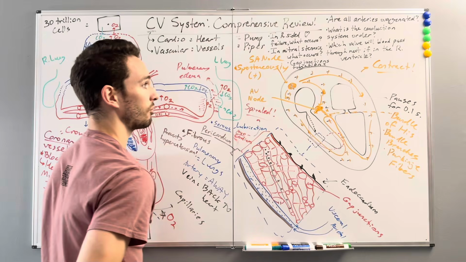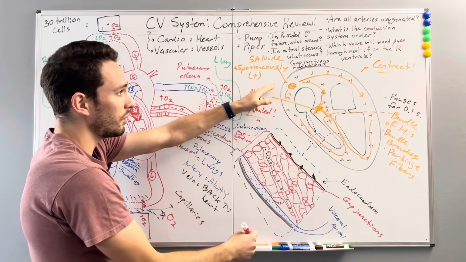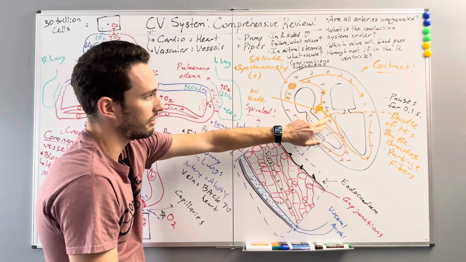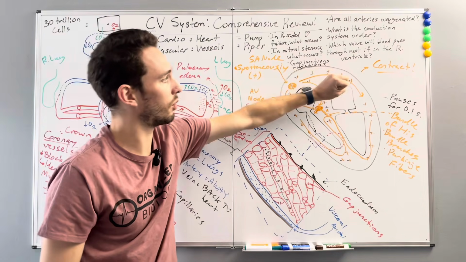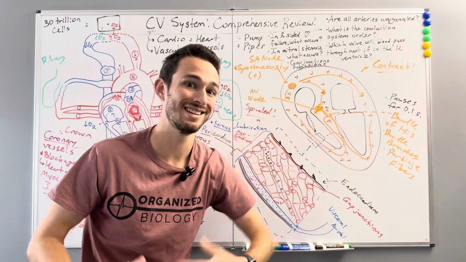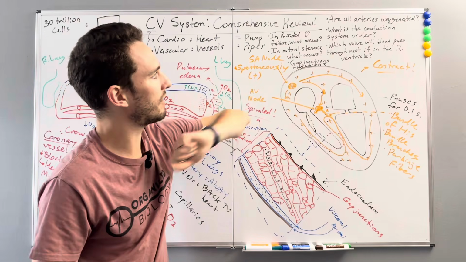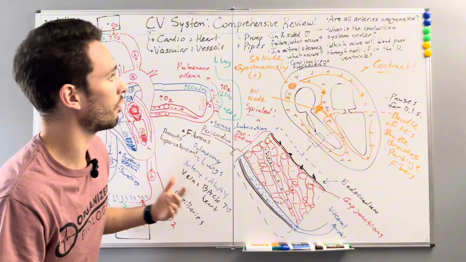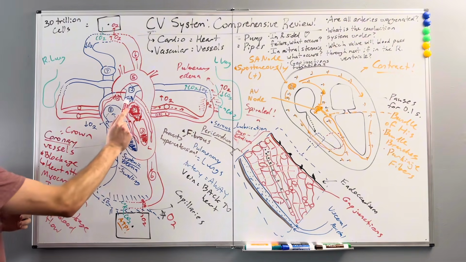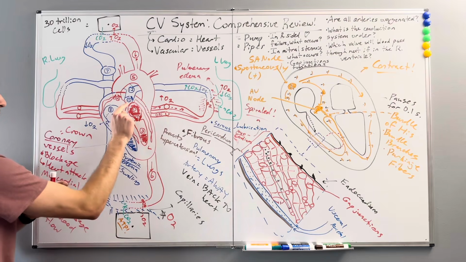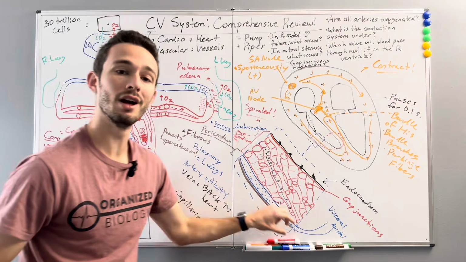What's the conduction system order? We went through that already. SA node to AV node, bundle of His, bundle branches, Purkinje fibers. And the order goes, atria will contract first, ventricle will contract second. Last one, which valve will blood pass through next if we're in the right ventricle? Well, if we're in the right ventricle, we're going to go up through the pulmonary artery, we're shooting up to the moon, so it'd be the pulmonary semilunar valve.